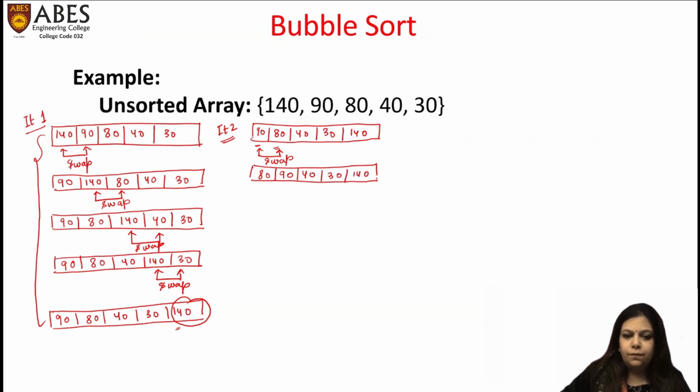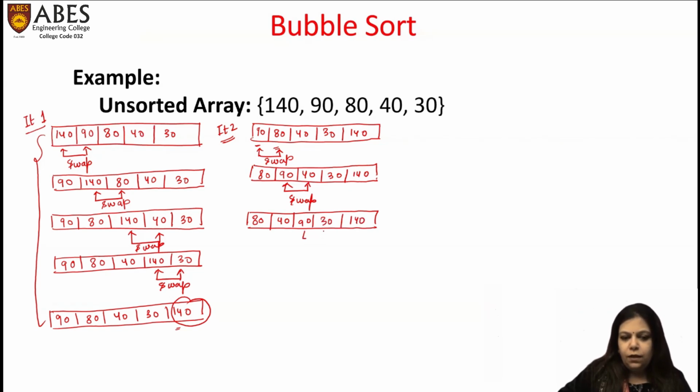its appropriate position, right? Then again, we have to compare the next two elements, and as you can see that 90 is greater than 40, so again, we will swap these two elements. So after this swapping, the state of the array will be 80, 40, 90, 30, and 140.